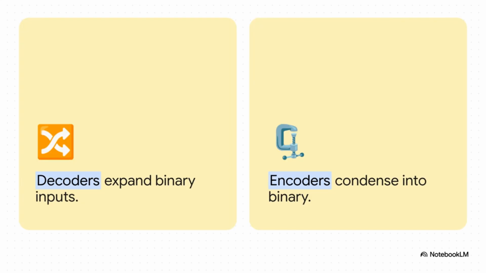Now, if you understand a decoder, you already understand an encoder. Encoders are quite literally the exact functional inverse of decoders. Instead of expanding, they squish. They take multiple input lines where only one is active at a time and condense them back down into a super concise, readable binary format.